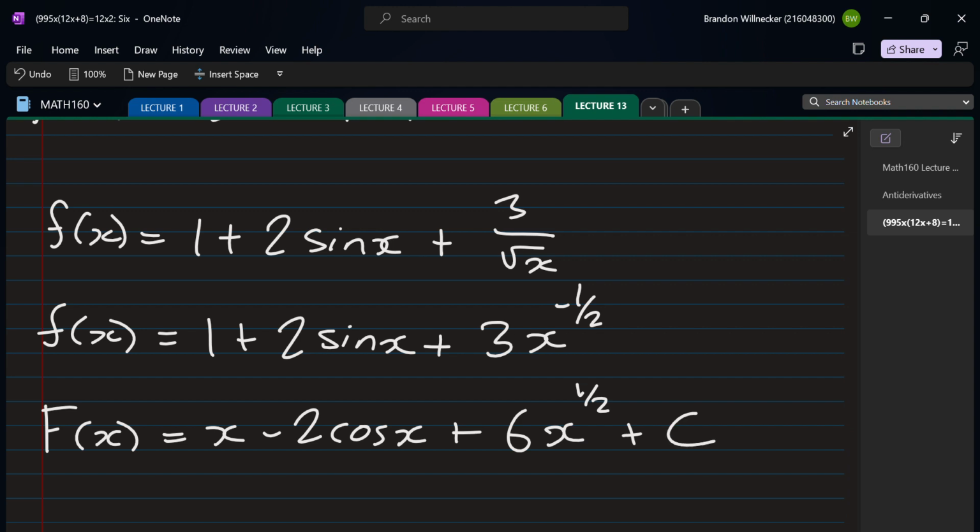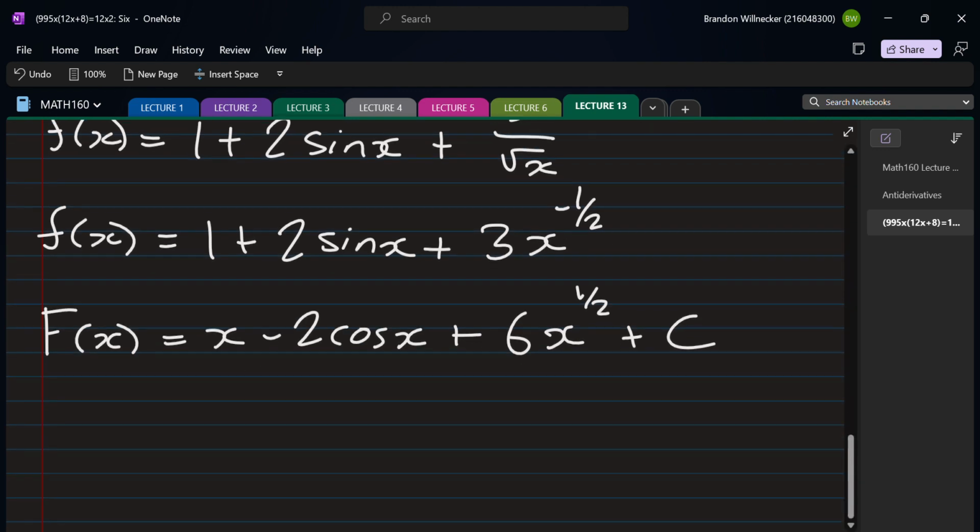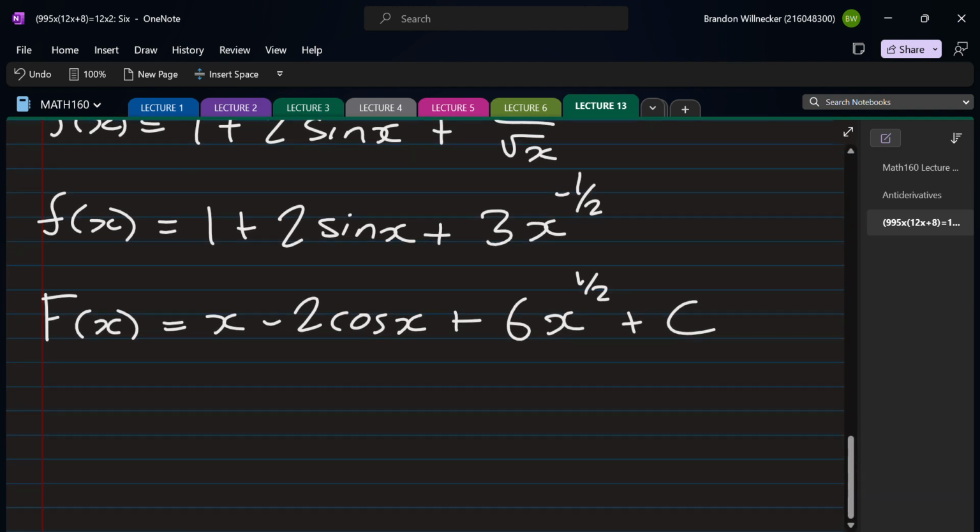Now, if you want to rewrite that as root x, that's fine. If you want to leave it as x to the half, that's fine as well, right? That's just up to you. Okay, personally, I leave my answers as x to the power something. So in the tutorial solutions and the test memo and so on, I'm going to leave it like that. Okay, but if you want to rewrite it as root x or cube root x, that's fine as well.